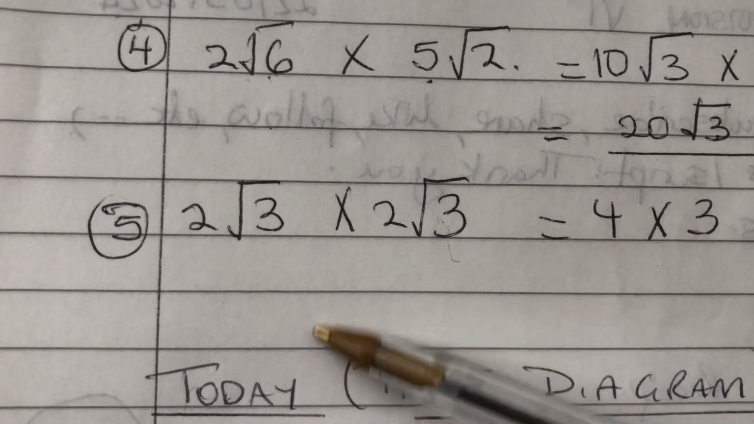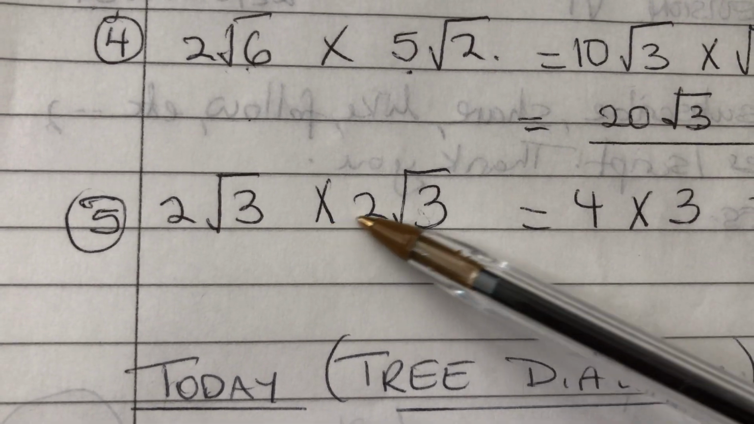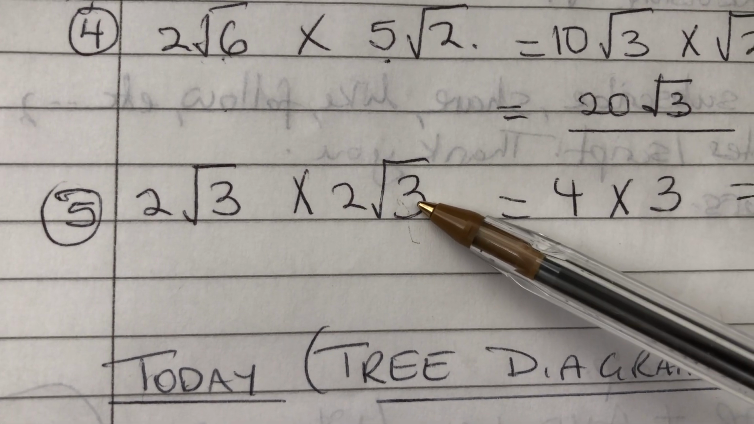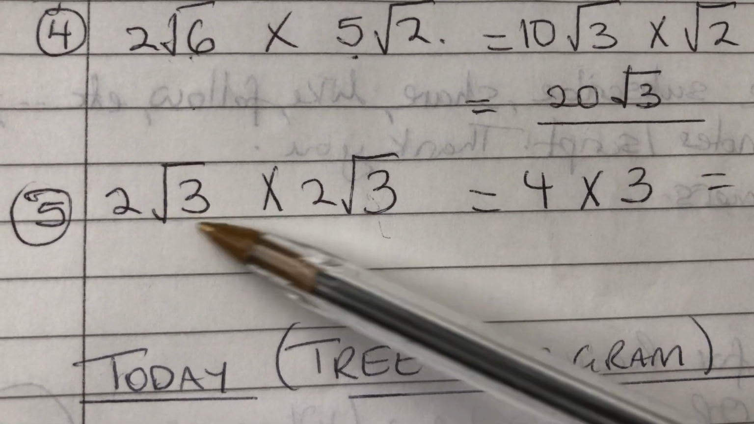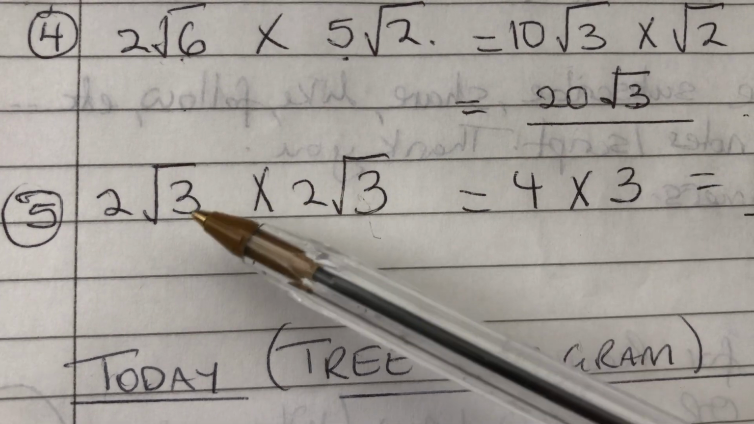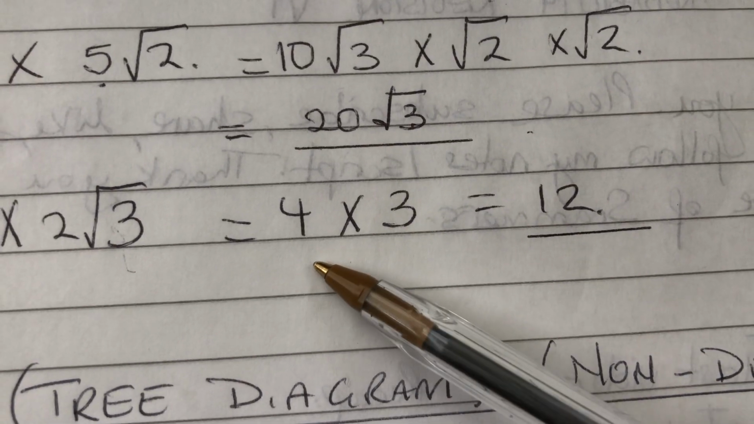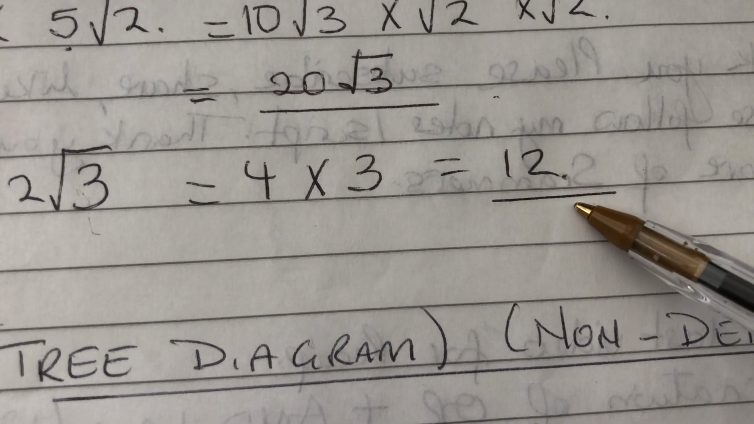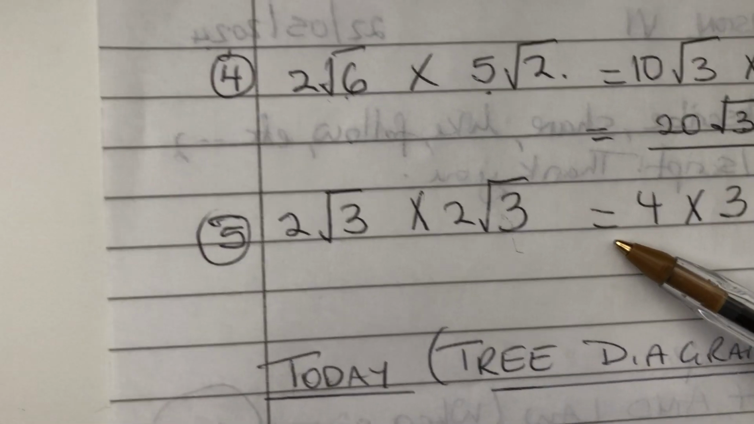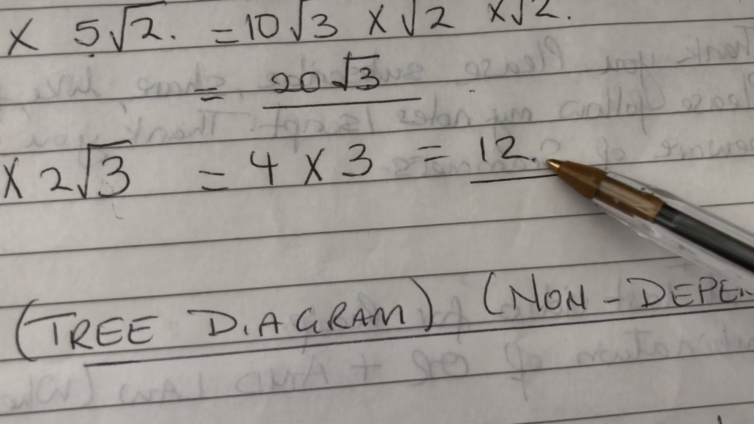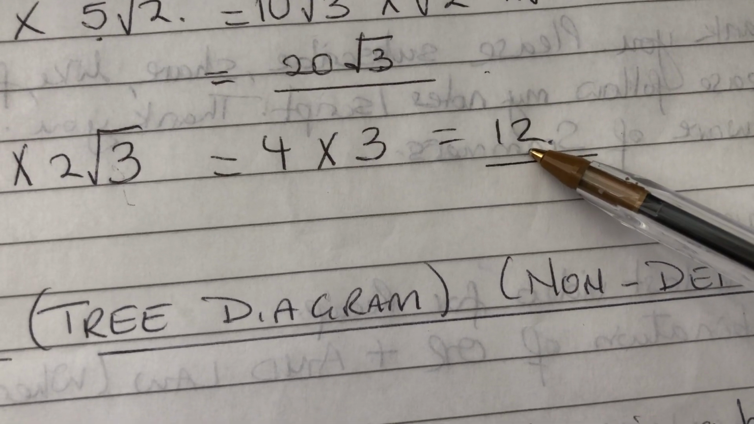And then 2 root 3 times 2 root 3. 2 times 2 is 4. Root 3 times root 3 is 3. So you have 4 times 3, which is 12. Okay, so again from here, your answer should be 12.